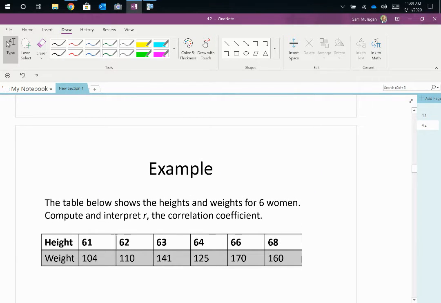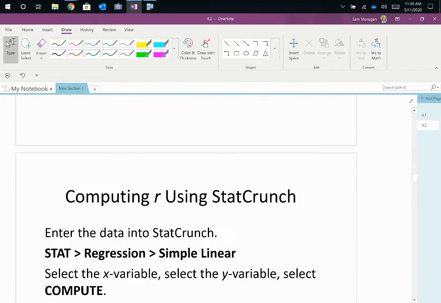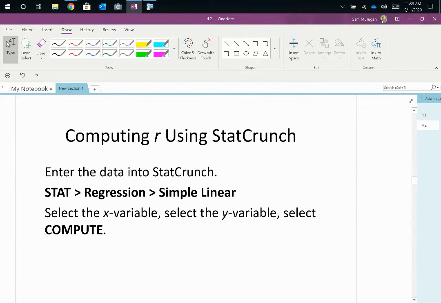Now, here is a table that represents the heights of 6 women and their weights. So I'm going to write these down on a piece of paper because I'm going to have to show you both ways to do them. 104, 110, 141, 125, 170, and 160. Okay, now let's look first at using StatCrunch.